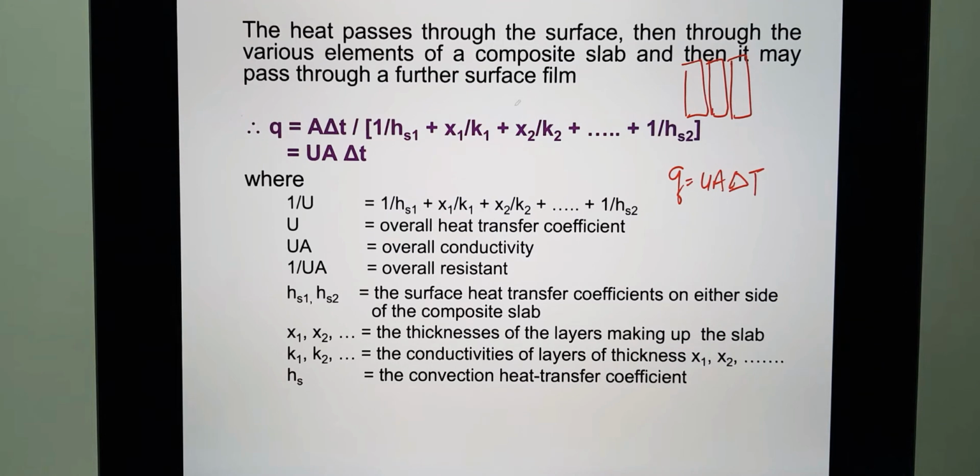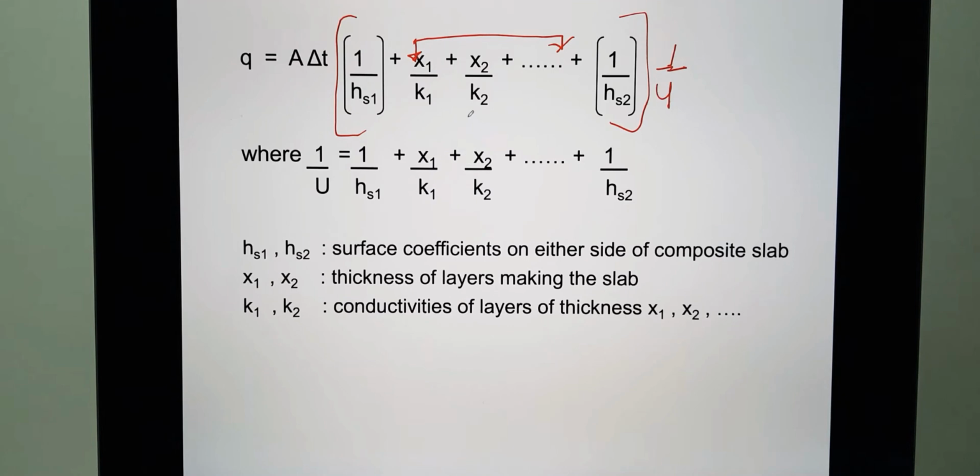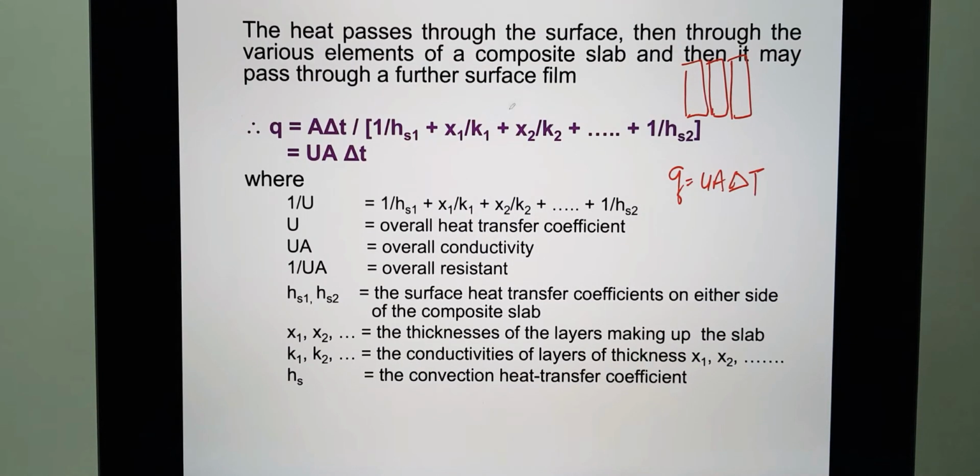And this particular U is 1 over, okay, 1 over HS1 plus X1 over K1 plus X2 over K2, plus however many materials you are going to deal with, plus 1 over HS2. So this one is Q equals UA delta T. Alright, if you look at the previous example, this one is Q equals A delta T over U. But we want to put this U at the top part, so that's why the equation has become like this.